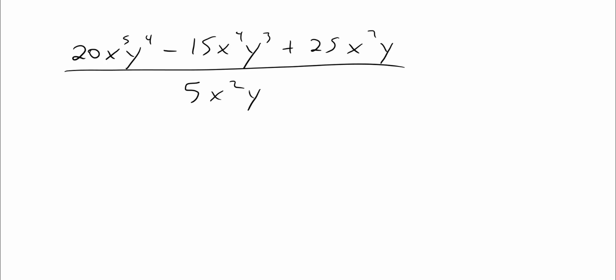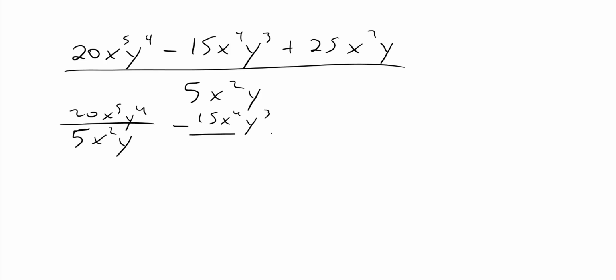All right, cool. So again, just write each one out. Write 5x squared y on the bottom, and then this is 20x to the fifth y to the fourth, minus 15x to the fourth y cubed over 5x squared y, and then plus 25x to the seventh y over 5x squared y. Very simple. Just write each one of those out, and then you just divide.